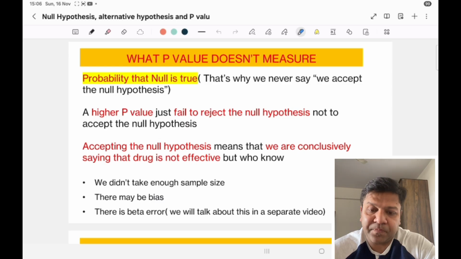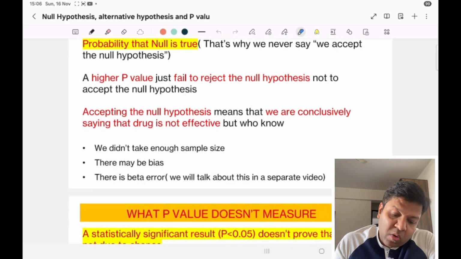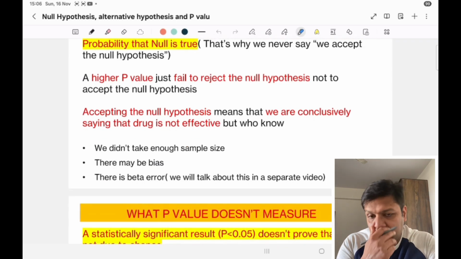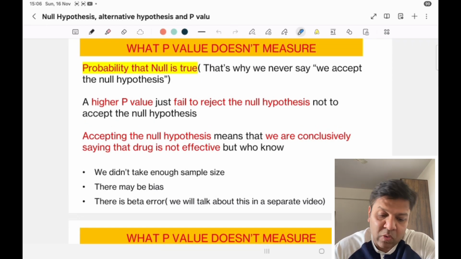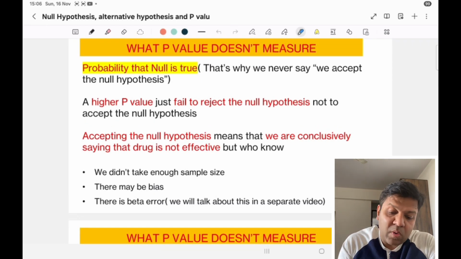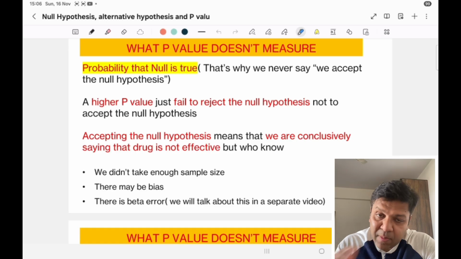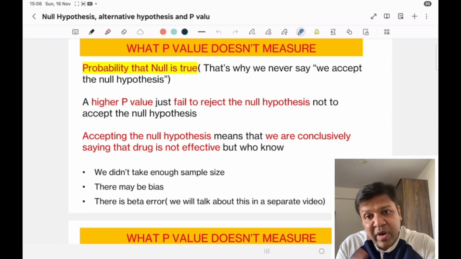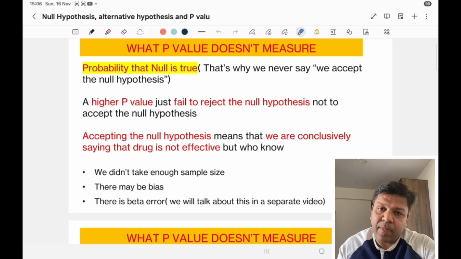That is the difference. So keep this in mind. They can ask you that which is represented by p-value. So probability that null is true. Keep this concept in mind that by p-value we just try to reject the null hypothesis. If we can't do that, we fail to reject the null hypothesis. But it is not true that we can say that null hypothesis is true.